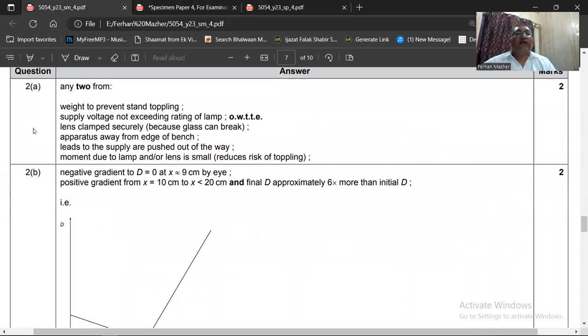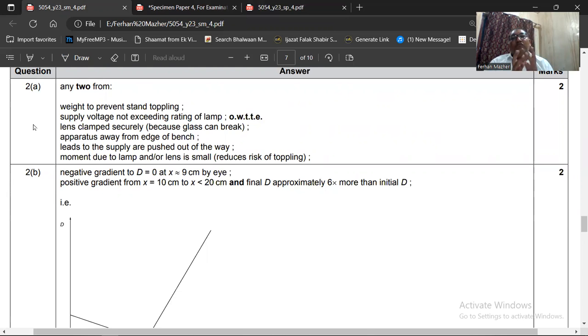He says weight to prevent stand toppling, supply voltage not exceeding rating of the lamp. The lamp is 3 volt. Do not connect it with some higher voltage. That will cause the lamp to fuse. Lens clamped securely because glass can break. Apparatus away from edge of the bench so the apparatus does not fall on the floor. Leads to the supply are pushed out of the way. And moment due to lamp and or lens is small reduces risk of toppling.